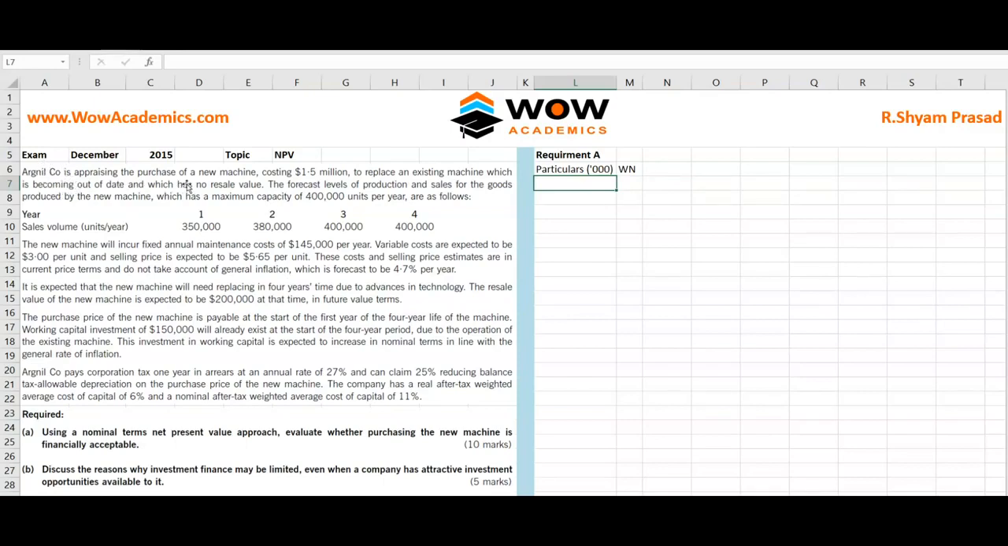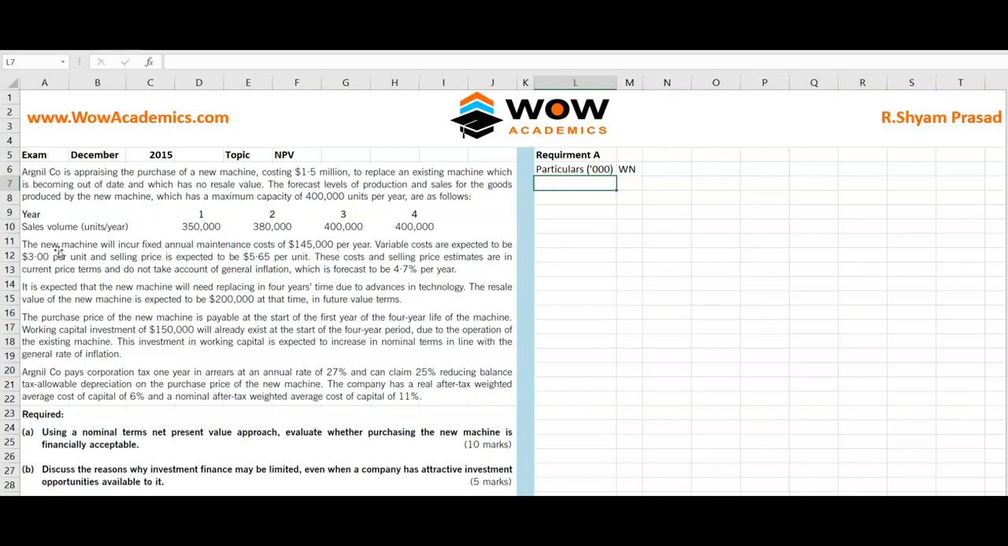ECO is appraising the purchase of a new machine costing 1.5 million to replace an existing machine which is becoming out of date and which has no resale value. The forecast level of production and sales for the goods produced by the new machine, which has a maximum capacity of 4 lakh units per year, is as follows. So the sales volume and the production volume is as follows: 3 lakh 50, 3 lakh 80, 4 lakh, 4 lakh. The new machine will incur a fixed annual maintenance cost of 1 lakh 45,000 per year.